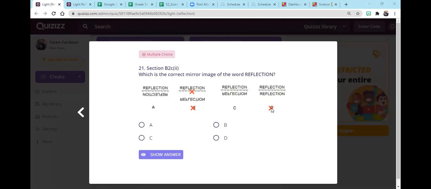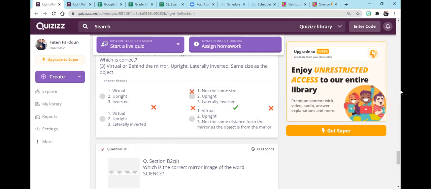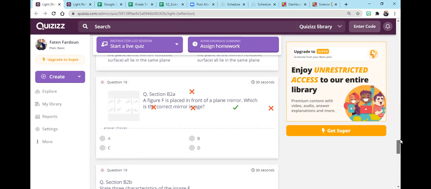A. Not A. How A? No, it's C. The distance between the R and the mirror has to be on the same side. So this is wrong too. C is the correct one. It's just the same, but it's flipped.